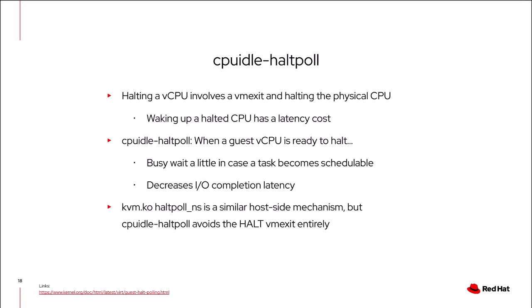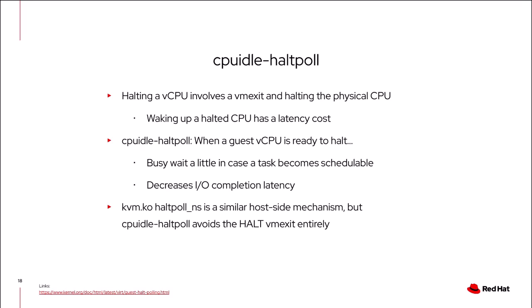Now, halting a vCPU involves a vmexit, and if there's no further work to do even on the host, then maybe the physical CPU will halt too. It will go into a low power state, and then when the NVMe drive completes the request, it will fire the interrupt, the CPU will come out of that low power state, and there's a latency cost associated with that, and then we can re-enter that vCPU, do a VM enter. You can see that this becomes a chain of several steps, and it has a latency cost, so we want to avoid that.